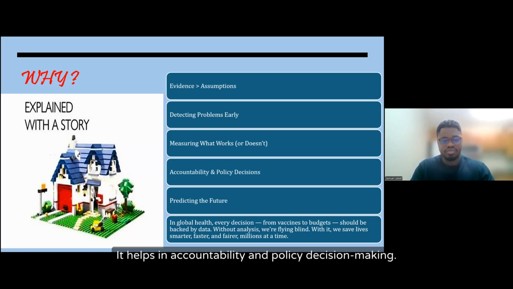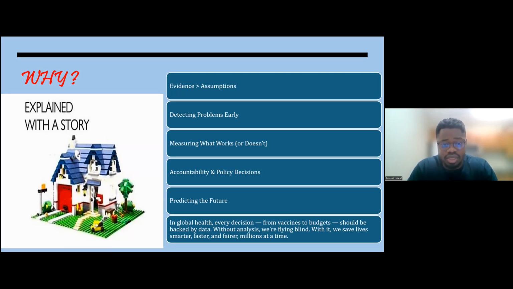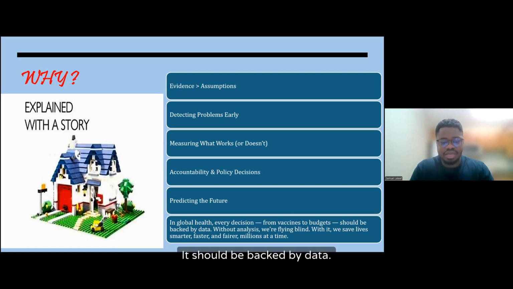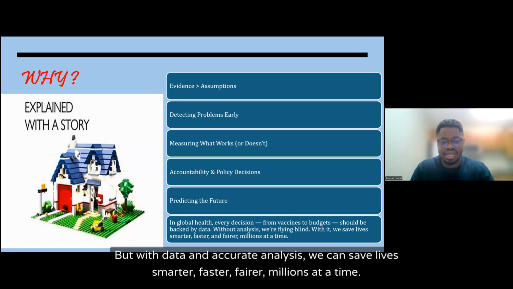It helps in accountability and policy decision making. It helps in predicting the future. So in health, in global health, in every decision we make, whether it's from vaccine to budget, it should be backed by data. Without analysis, we are going to be flying blind. But with data and accurate analysis, we can save lives smarter, faster, fairer, millions at a time.